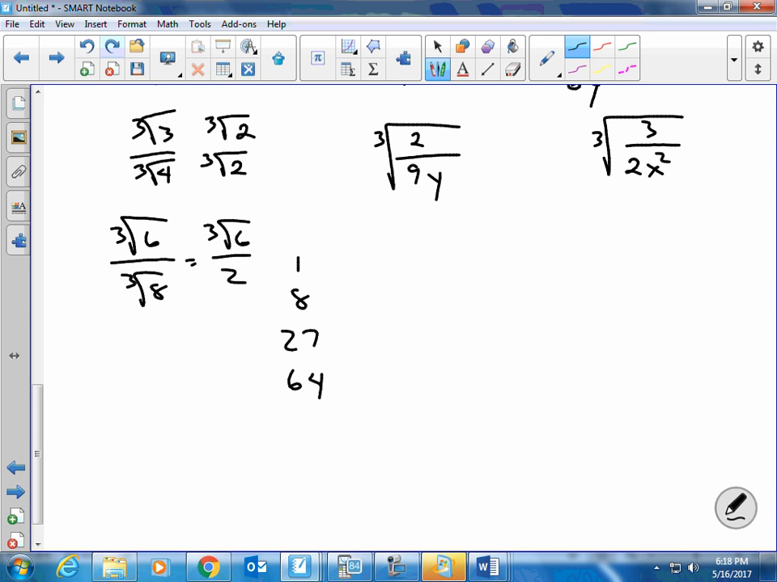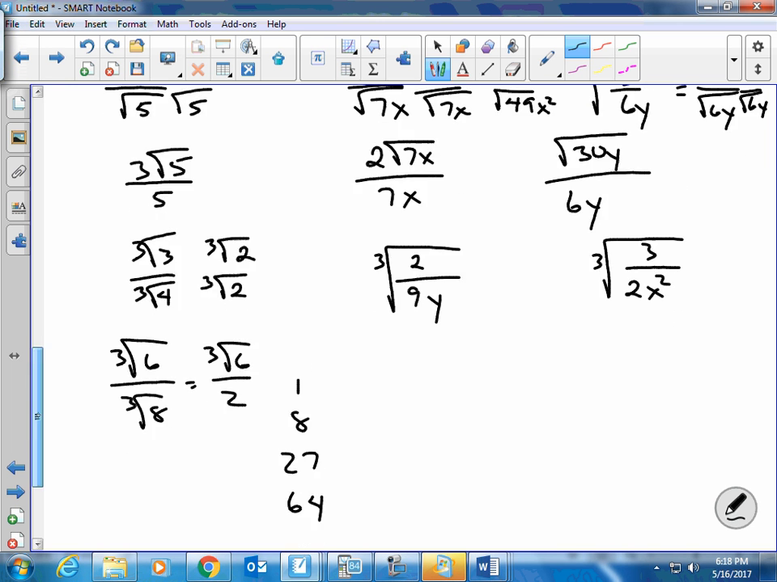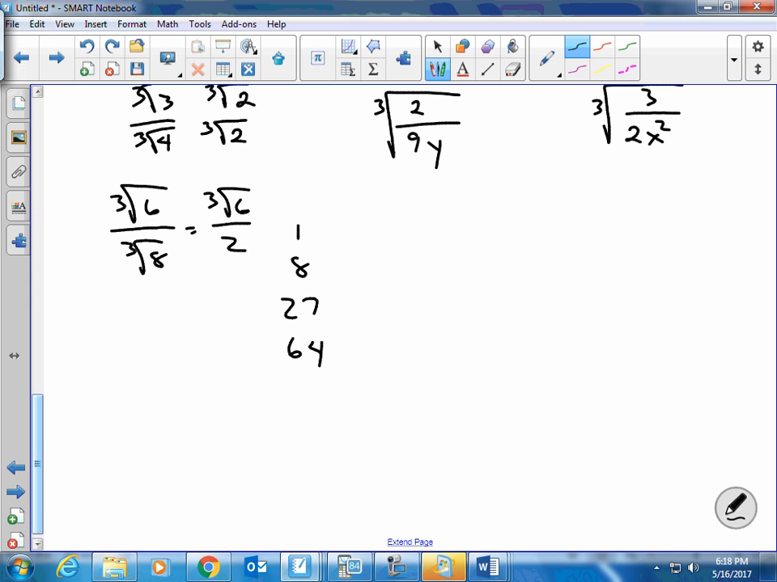Question is the same. How do I make the bottom a perfect whatever? Cube root, square root, fourth root, etc. If it's a square root, I can simply multiply it by itself. That is the definition of square. But for a cube root, that doesn't work. I have to ask myself the question, how do I make it a perfect cube? What perfect cube does it go into? And then multiply it by that to make it a perfect cube. All right, try the middle one there.